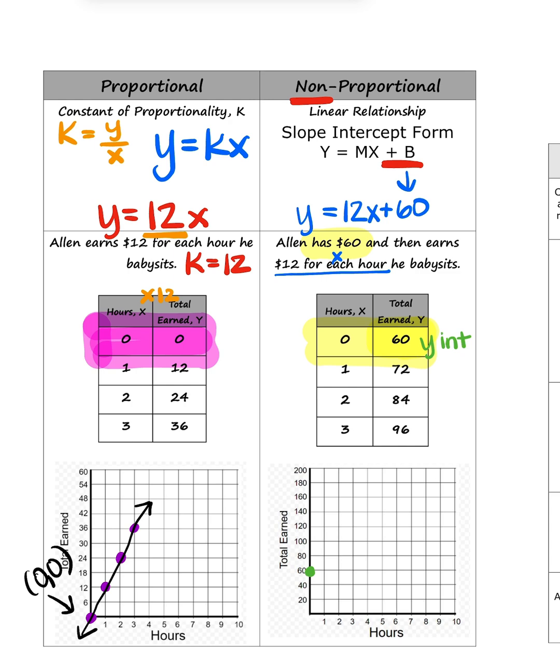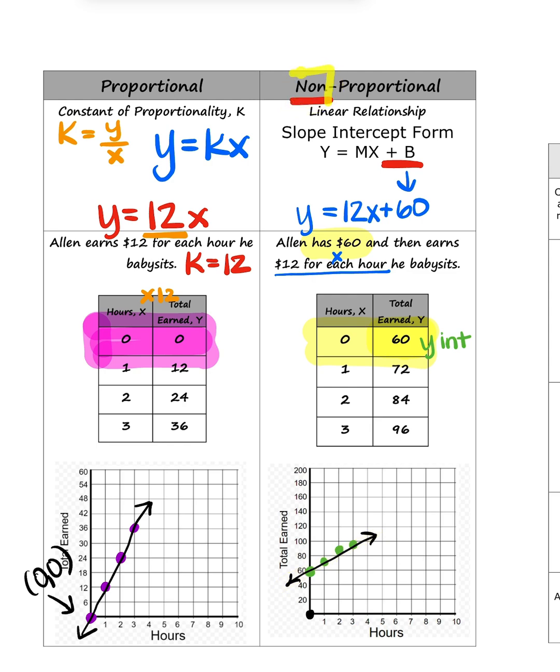And so I went 0, 60, and then 1, 72, which would be kind of in the middle there, and then 2, 84, and then 3, 96. So those aren't exact, but they're pretty close. And again, when we connect them, they do not go through 0, 0. So we can see 0, 0 is down here, and they do not go through the origin. And so anything that doesn't go through the origin is considered not proportional. So this line doesn't go through the origin, so it is not proportional.